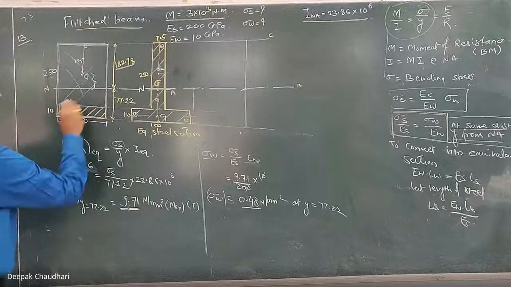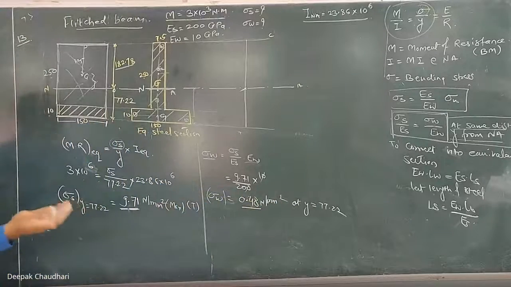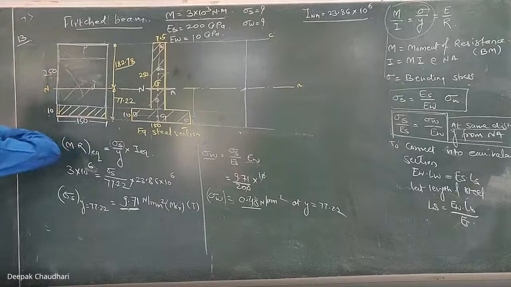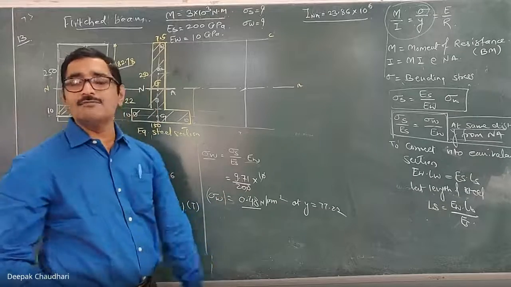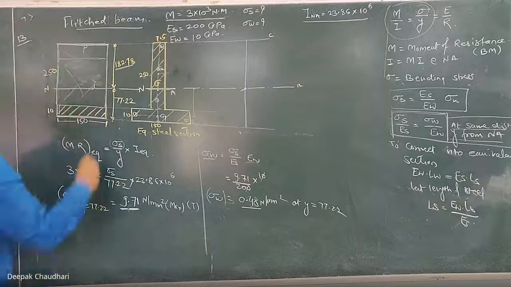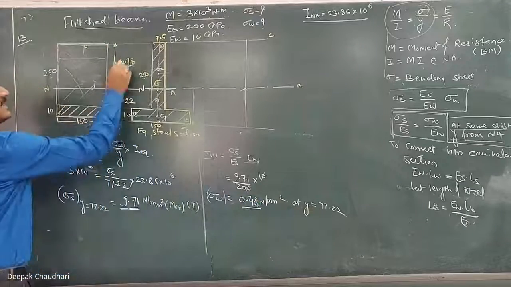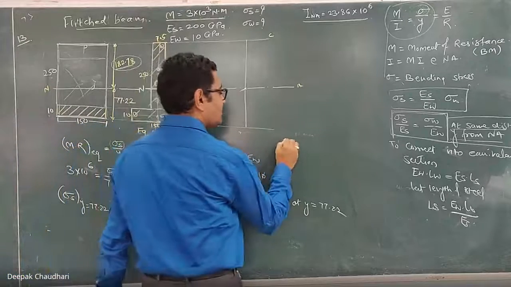Okay. And below the neutral axis, at this distance, there won't be any layer of the wood. But at the top of the neutral axis, there will be a layer of wood at a distance of 77.22. But this won't be the maximum stress in the wood, because the maximum stress is in the extreme layer, which is not at a distance of 77.22, but at a distance of 182.78. So let's calculate the maximum stress in the wood.